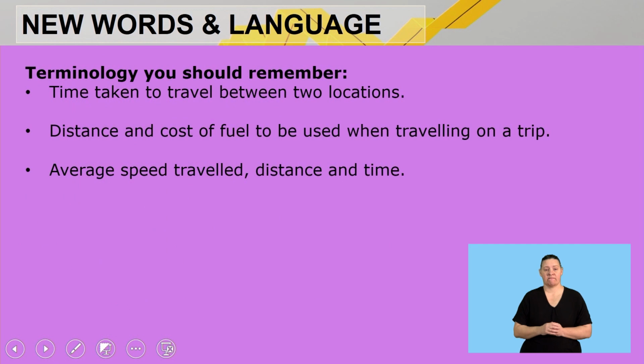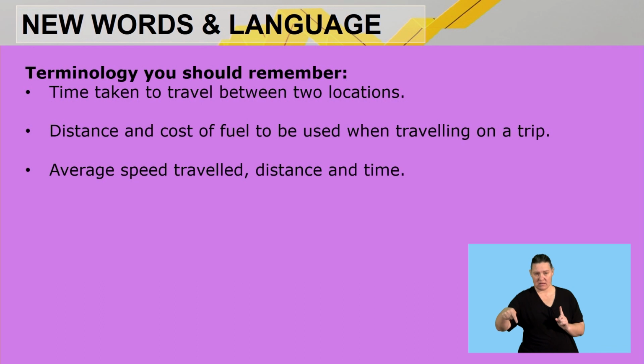Then we move on to the next, which is the terminology you should remember. By the end, you should be remembering time taken to travel between the two locations, the distance and cost of fuel to be used when traveling on a trip, as well as the average speed traveled, the distance and time.